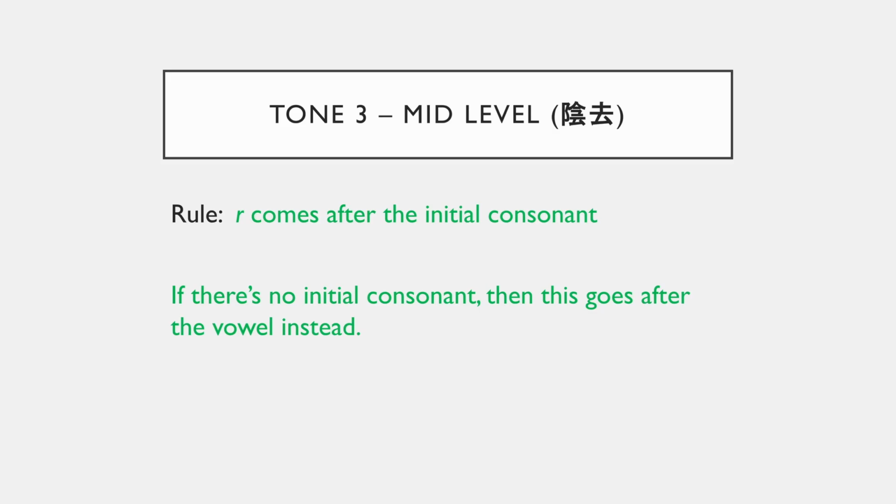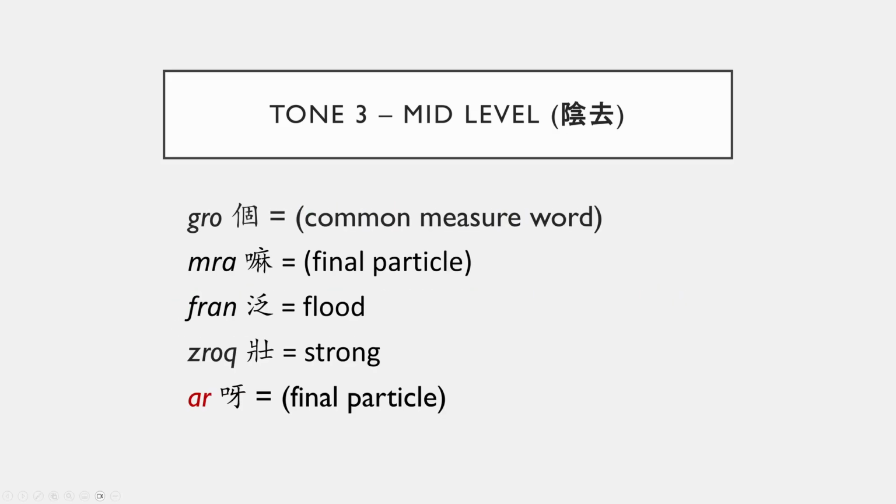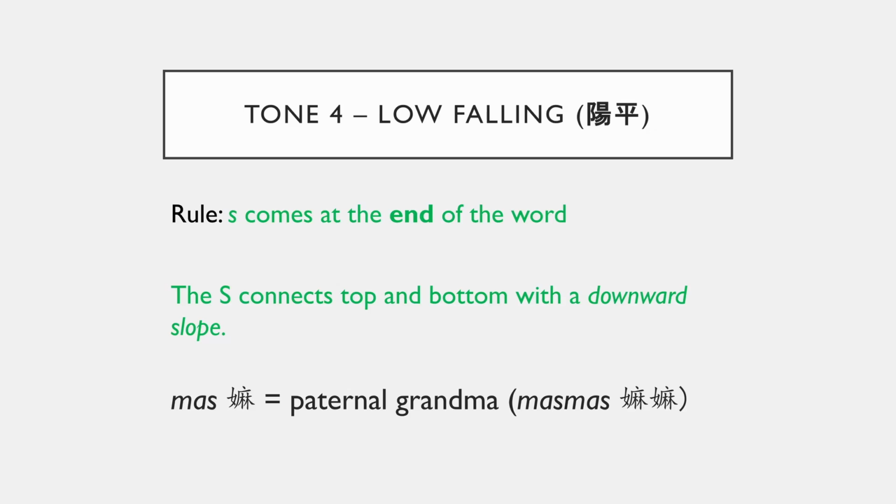Okay, so the rule for using the letter R is that it comes after the initial consonant. If you have a word that doesn't have an initial consonant and starts with a vowel instead, then the R goes after the vowel. So let's look at some examples. "Go", "ma", "fun", "dong", "a". In most of these cases, the R goes in between the initial consonant and the vowel, but in the very last one, there is no consonant, so it just goes at the end. So "AR".